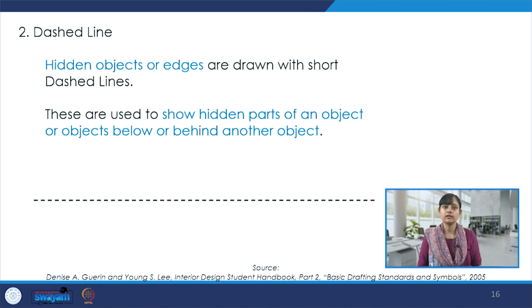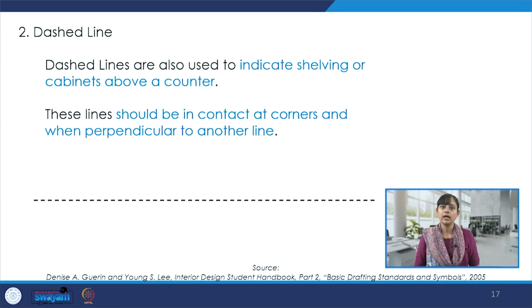And then there are dashed lines which usually show the hidden objects, or hidden parts of an object, or objects below or behind another object. And these are quite useful for the interior architecture portfolio. They also indicate shelving or cabinets above a counter. So whatever is not clearly visible at eye level and is above or below, we could use different kinds of dash lines to showcase that kind of information.